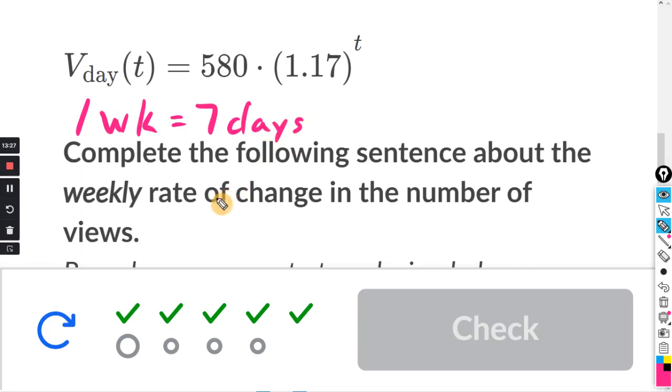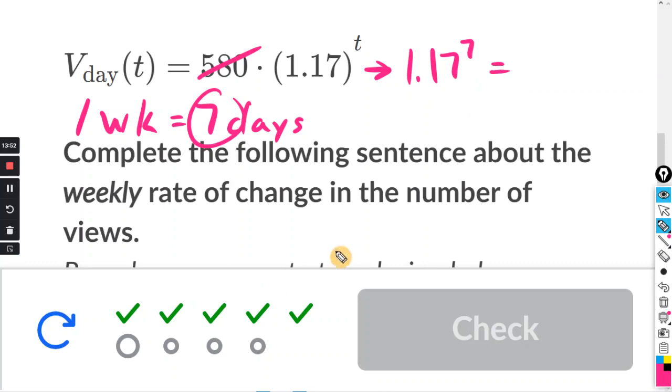Okay, so we can't plug in 1 week here. We have to plug in 7 because the t is in days. This is basically the same as the other problem. We want to see what it's multiplied by each time. We don't need the initial value. We just want to see what this is going to be in 7 days. So we're just looking at 1.17 to the power of 7.